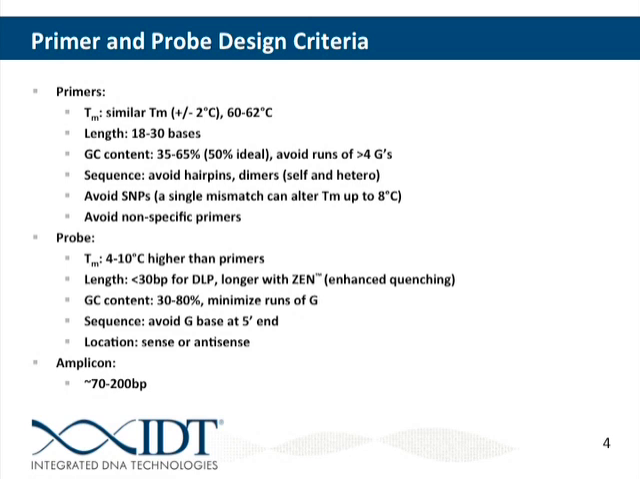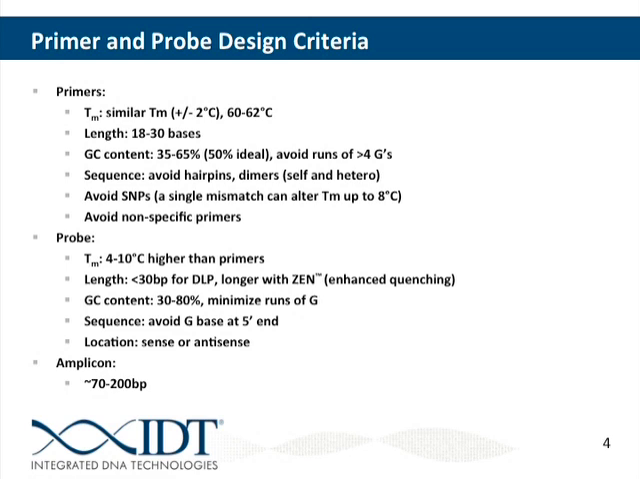And so in general, we like to keep the Tm between 60 and 62 for our primers, and making sure that the deviation between the two primers is no more than a degree or so, trying to keep them as close as possible. In standard assays, about 18 to 30 bases for the primers, although based on some particular sequence contexts, you'll find that sometimes this needs to be a lot longer if your sequence is very AT rich, or somewhat shorter if your sequence is very GC rich.